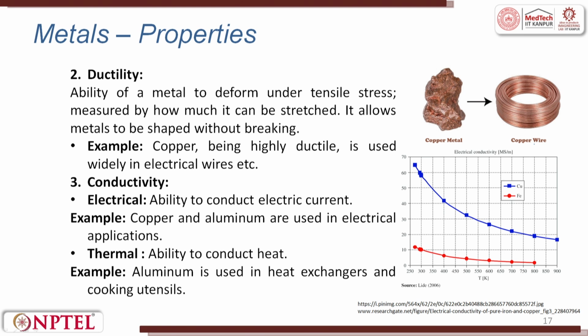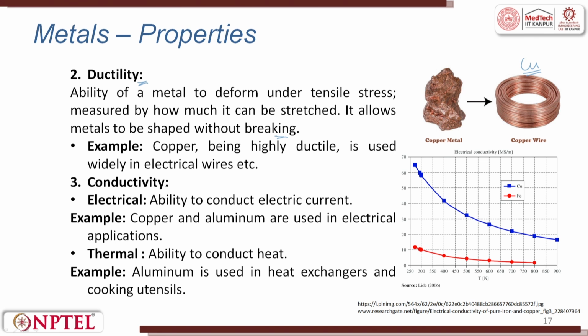Ductility is another important parameter. It is the ability of a metal to deform under tensile stress, measured by how much it can be stretched. It allows the metal to be shaped without breaking, and is called ductility. For example, copper tubes are ductile. They start with a big chunk of material and then slowly convert it and make small tubes.